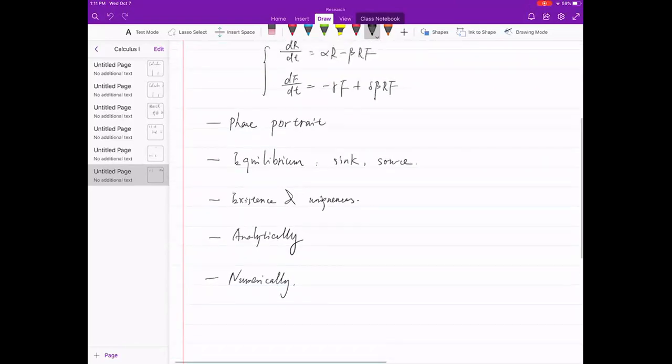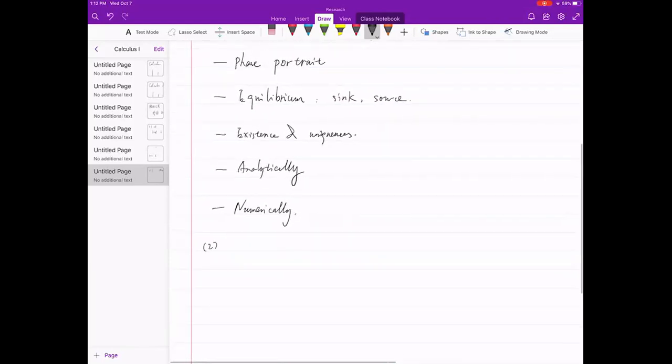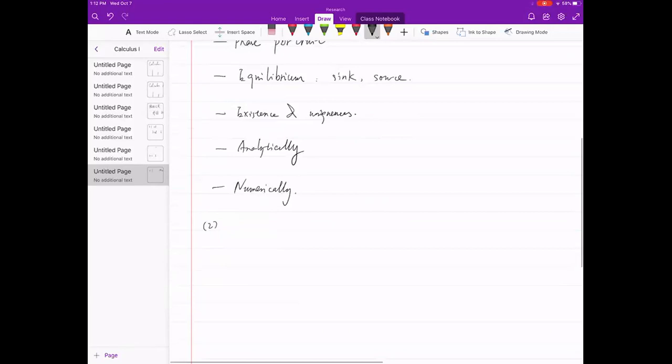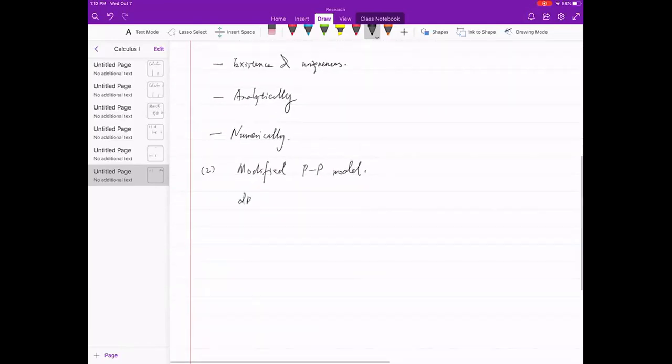Okay, so that is the predator and prey model. Of course, we can modify it because in this model, we assume the exponential growth of the rabbits. You can actually modify it by changing this part into the logistic growth, which is more realistic. In the predator-prey model, we can simply take dr over dt equals alpha r minus beta rf, and change it.